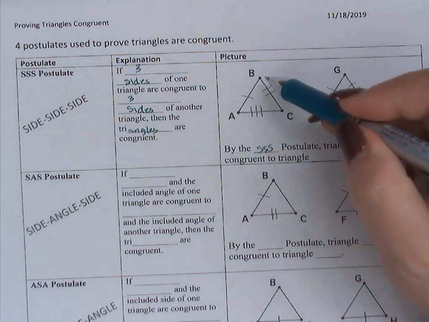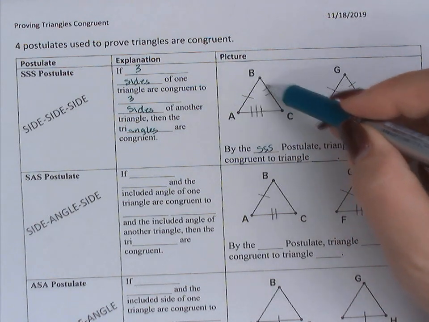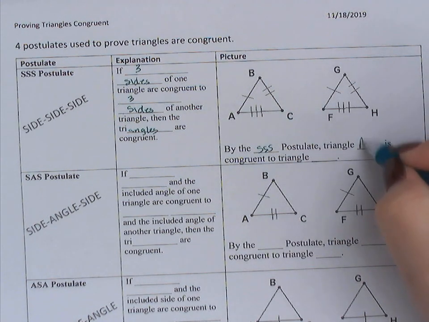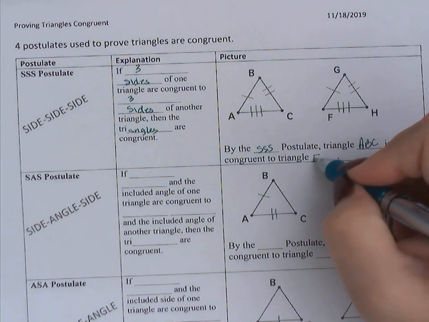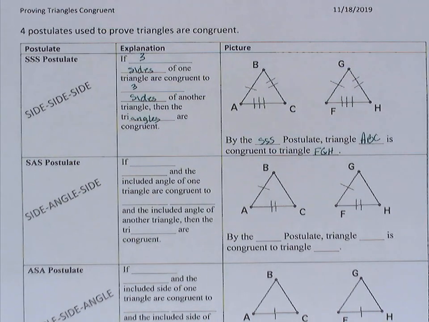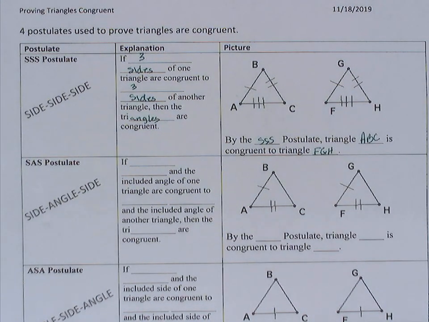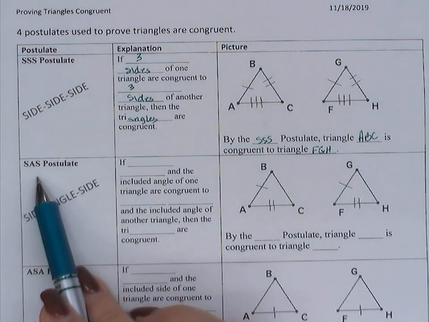Triangle ABC, so following the sides 1, 2, and 3, ABC is congruent to FGH. So that's side, side, side. So if all 3 sides of a triangle are congruent to all 3 sides of another triangle, then the 2 triangles are congruent. This is different than having to prove all of the pieces congruent. In the next one, it's side, angle, side.